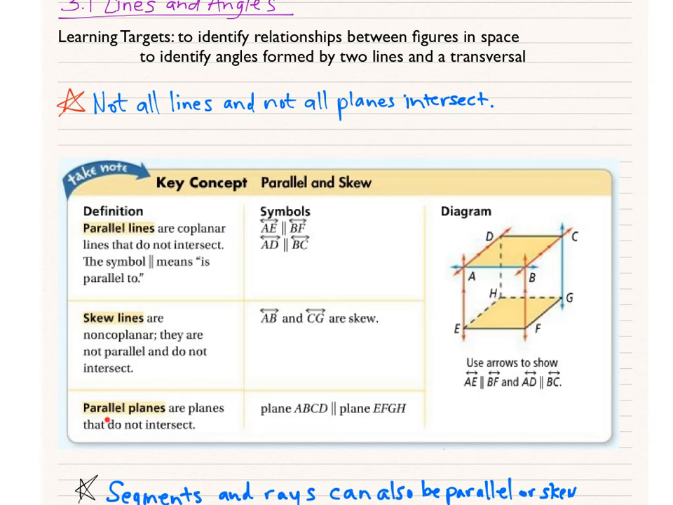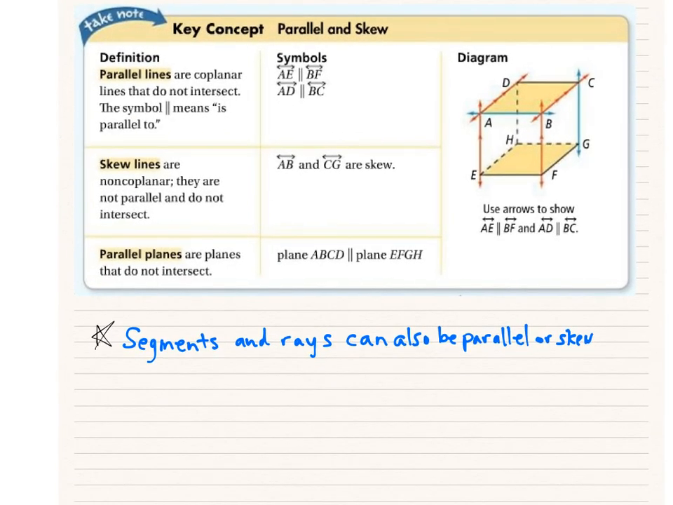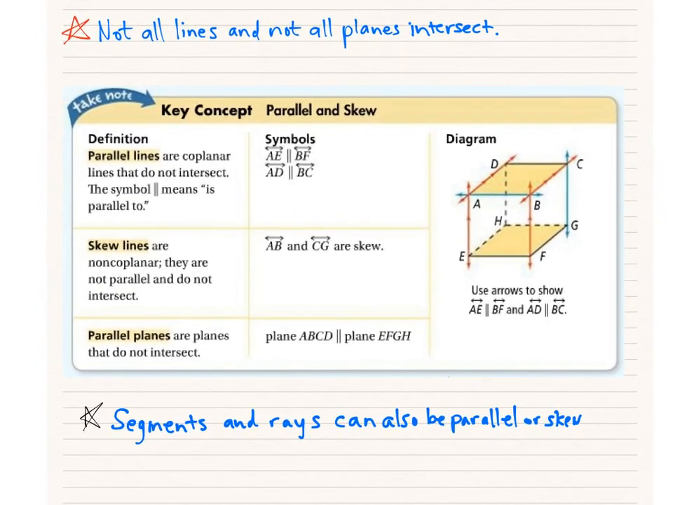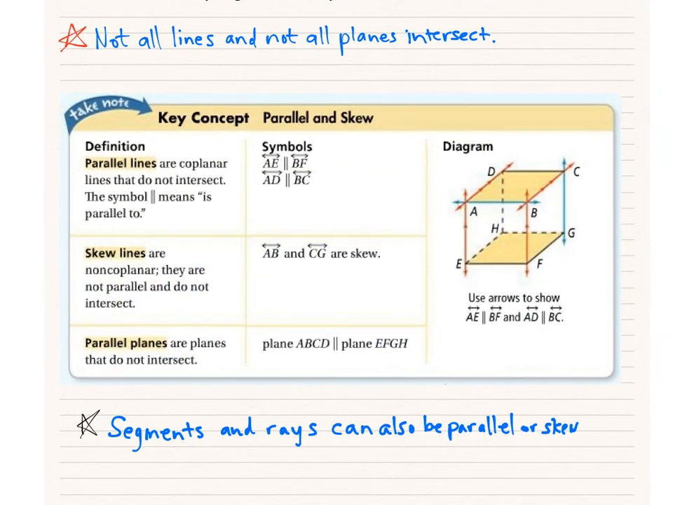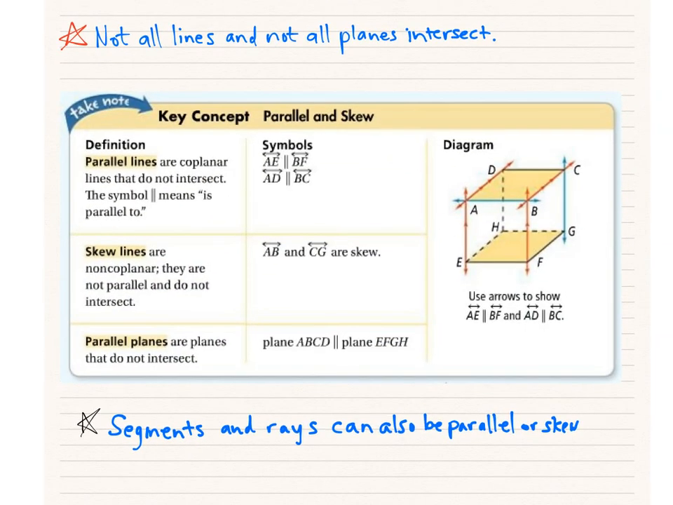Parallel planes are planes that don't intersect. So if you had a cube, the bottom of the cube and the top of the cube, if those went on forever, those are planes that do not intersect. They're going to be parallel planes. This is what this note is saying: not all lines and not all planes intersect. Another note is that segments and rays can also be parallel or skew. They're just lines that stop. A segment stops on either end and a ray stops at just one end.